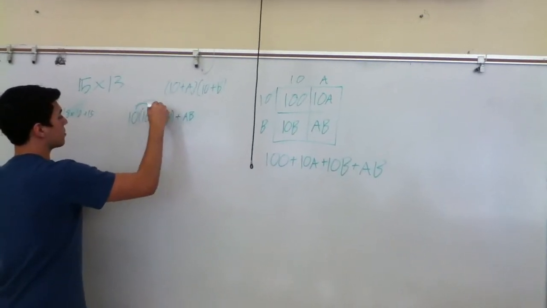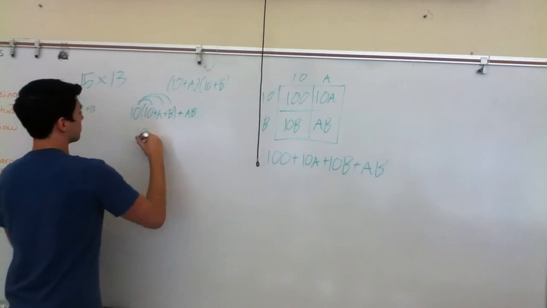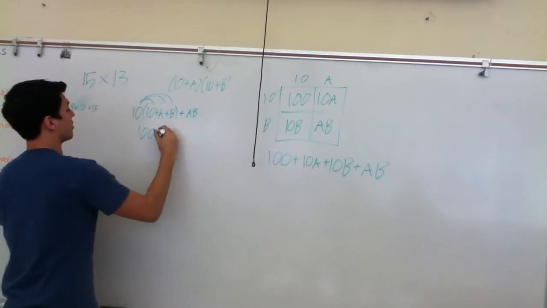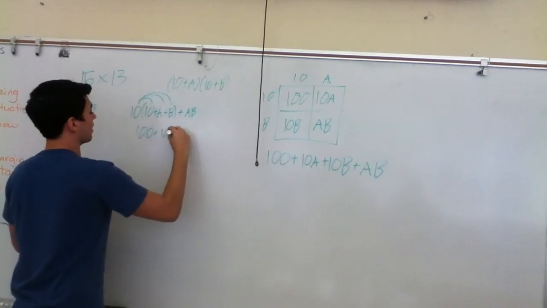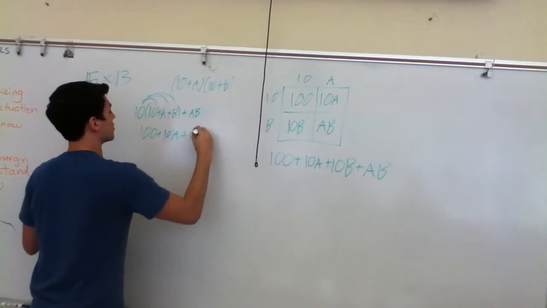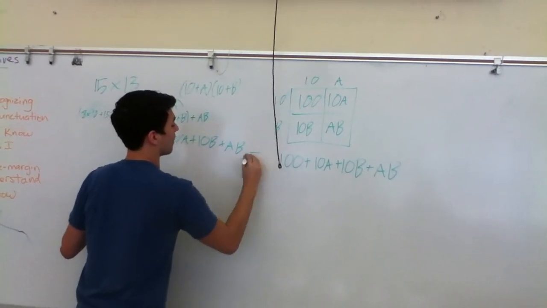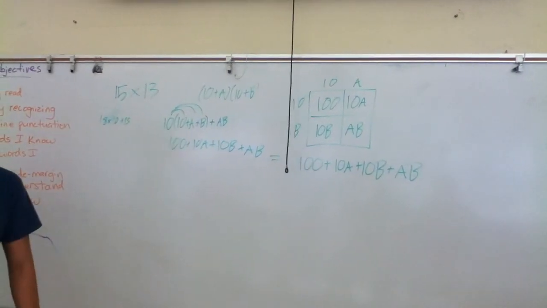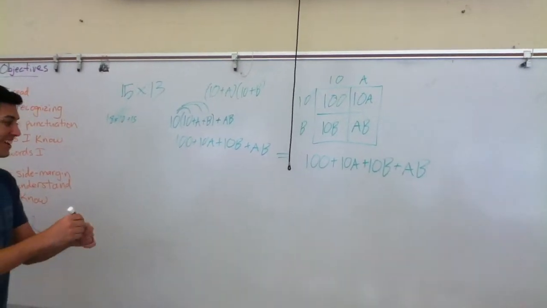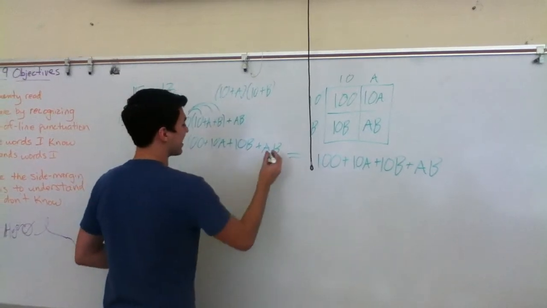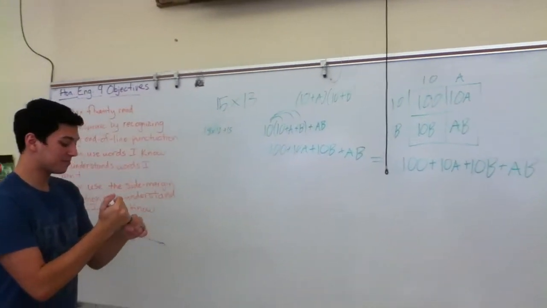Now I'm going to make this equal to that. So I'm going to distribute. 10 times 10, 100, plus 10 times A, 10A, plus 10 times B, 10B, plus AB. Yes, it is. And that is how that little shortcut works.